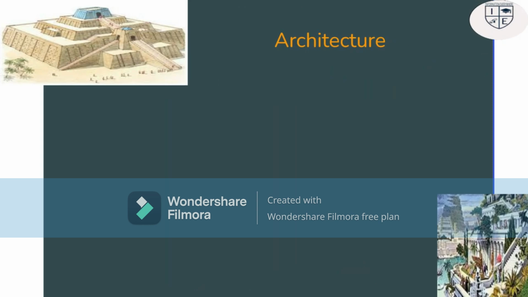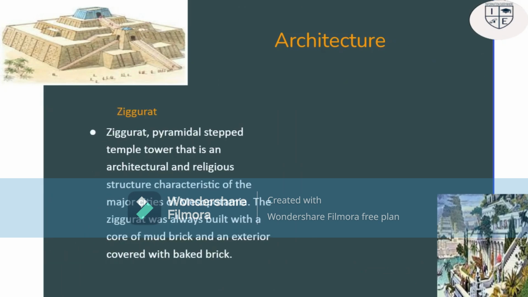And architecture, ziggurats. As I have spoken this word in the previous slide, a ziggurat is a pyramidal shaped temple tower that is an architectural religious structure characteristic of the major cities of Mesopotamia. The ziggurat was built with a core of mud brick and the exterior covered with baked brick. So in this image you can see the ziggurat. This is a type of pyramid, and this was a temple tower.